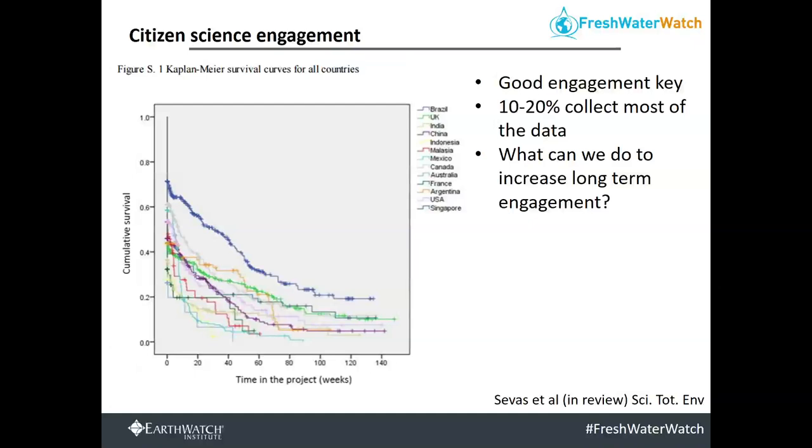And we get this very, very clear drop-off, which I think is familiar across many citizen science projects. As we go through time, we get differing levels of dropout of citizen scientists, and it's between 10 and 20% that maintain for a long time.